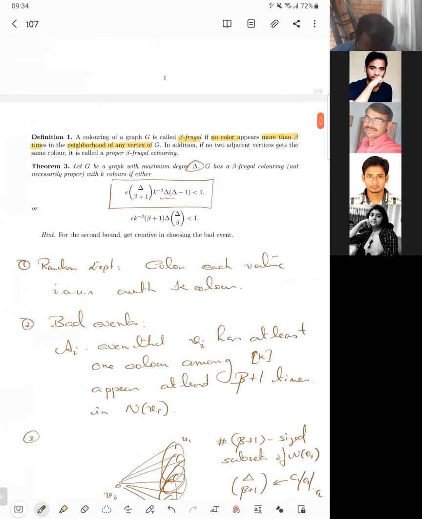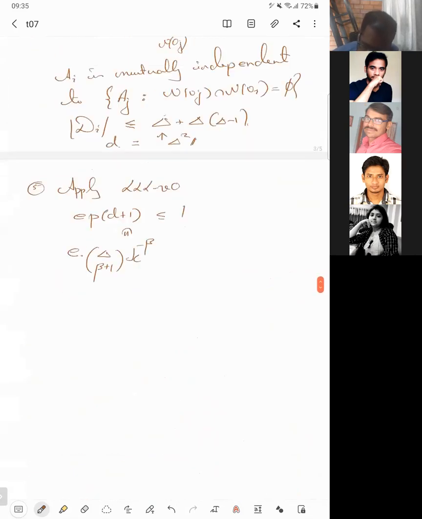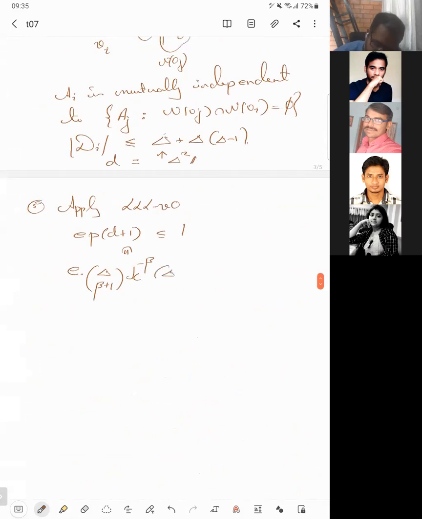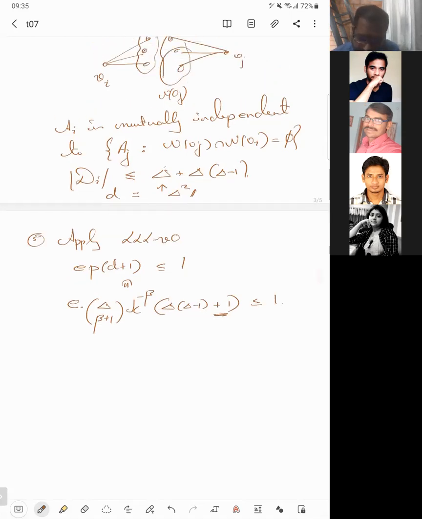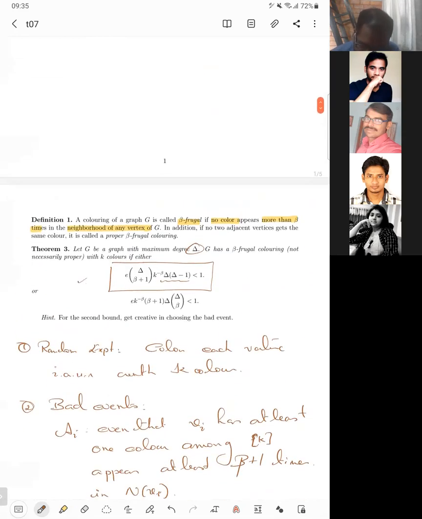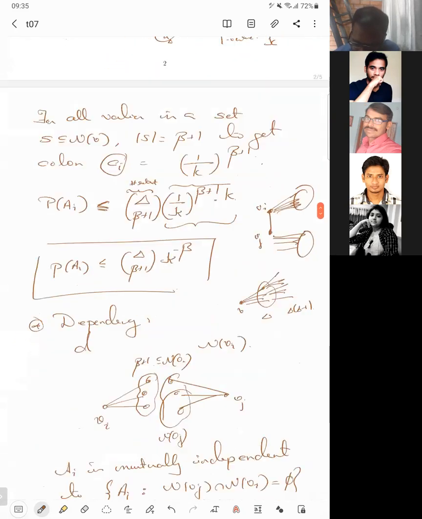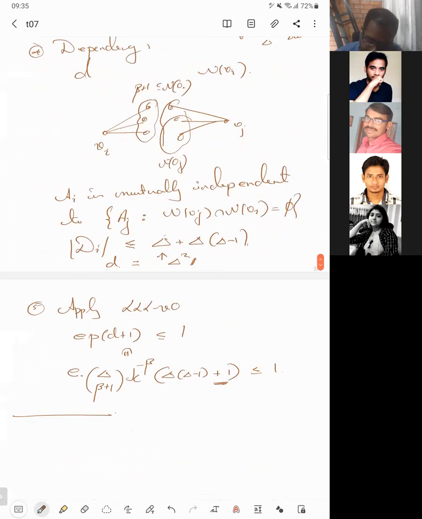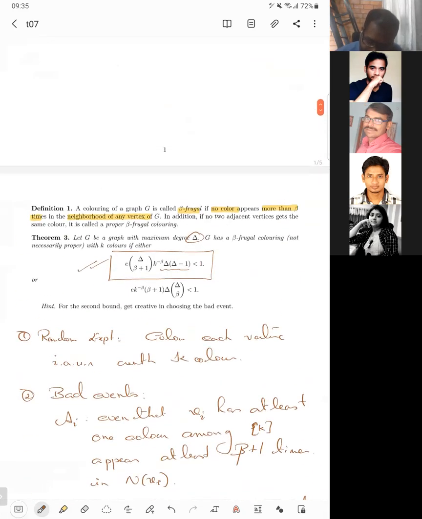And this D plus 1, if you did not have this delta, you could have upper bounded by delta squared, but that is why you have this delta times delta minus 1. I should have put in a plus 1 there anyway. So this is delta times delta minus 1 plus 1, less than or equal to 1. That is almost exactly as it is given in the question. So this is done. Very good. Who wants to try the second version with this bound?